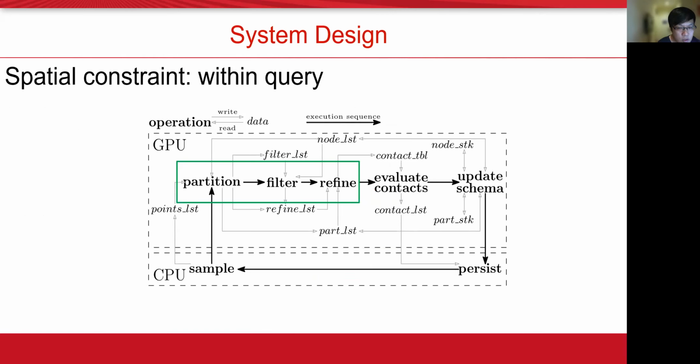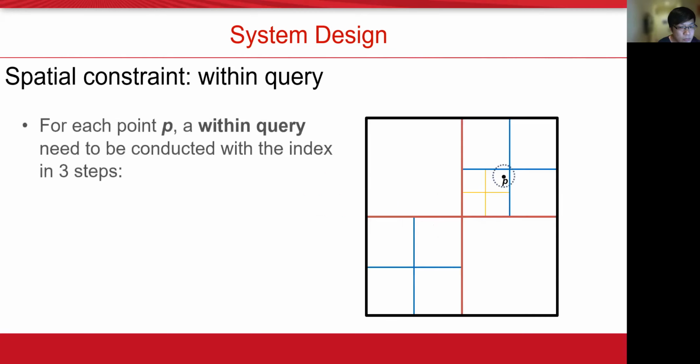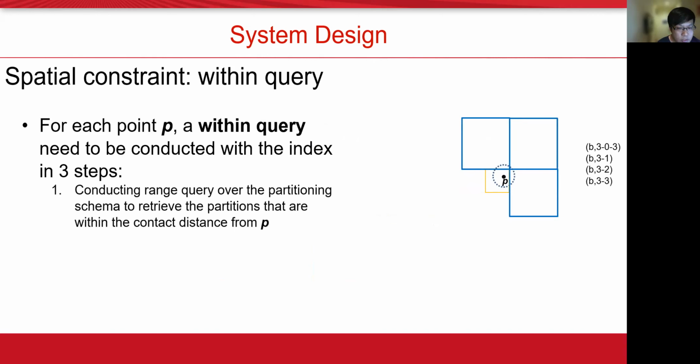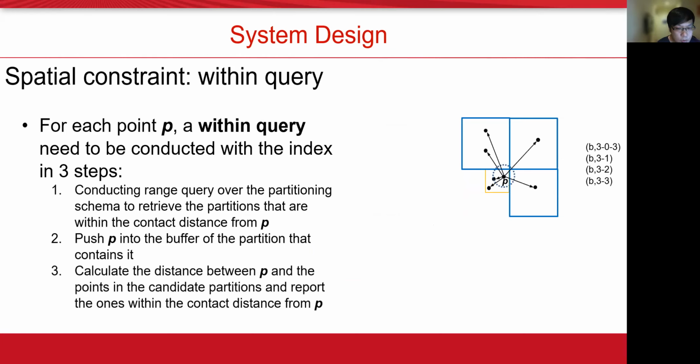Next, we show how the within query can be conducted for all the objects with this index. For each point P, a within query needs to be conducted with the index in three steps. First, a range query is conducted over the partitioning schema to retrieve the partitions that are within the contact distance from P. Second, we push P into the buffer of the partition that contains it. And third, after all the points are assigned to a proper partition, we calculate the distances between P and the points in the candidate partitions and report the ones within the contact distance from point P.